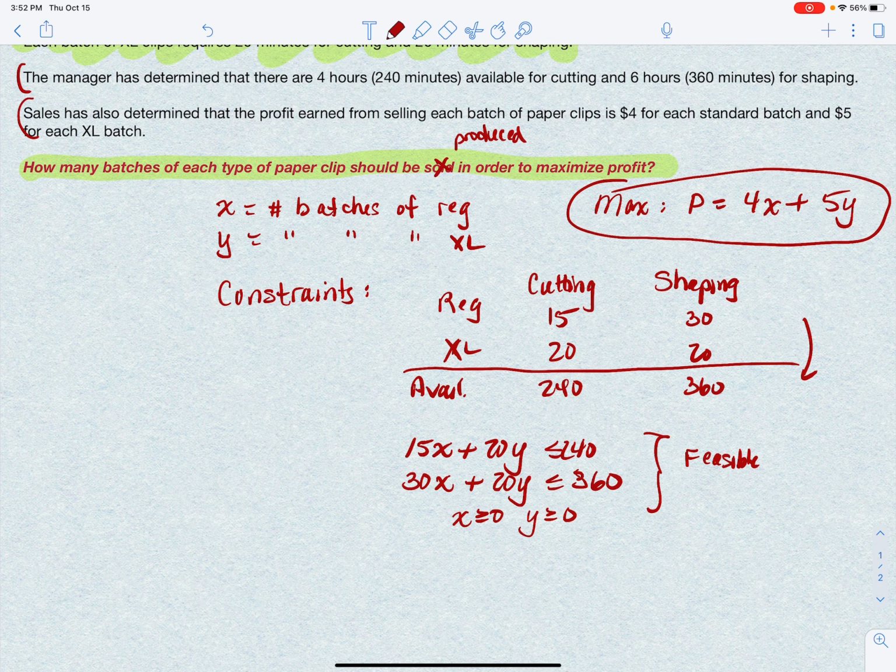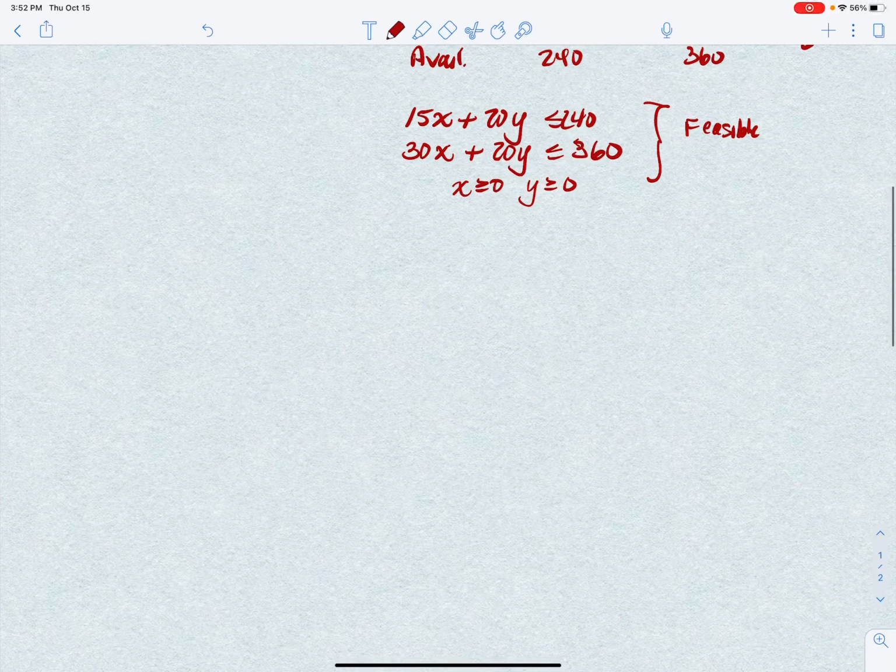So what I need to do is graph the feasible region. And notice that this is the typical setup for a maximization problem. All of my inequalities are pointing in the less than or equal to direction, which means I'm going to be underneath stuff. And x and y are both greater than or equal to 0, which means I'm bound to the first quadrant. So that in itself makes sense.